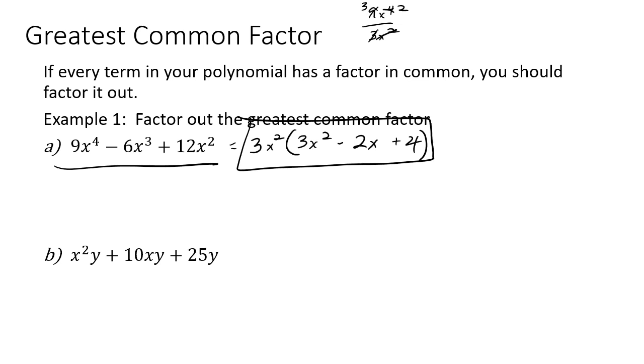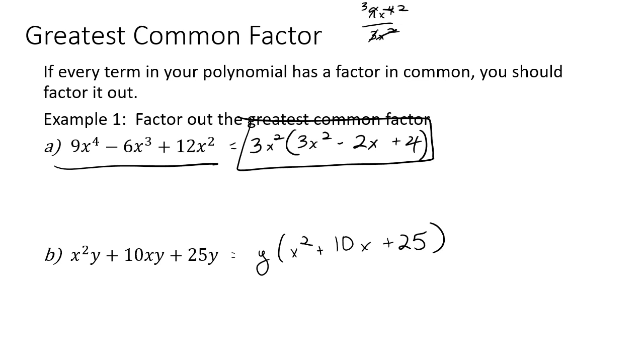So our last chance is y, and what we've got in this case is that there is a y to the first power in all three. So if we pull that out, the first term would just have the x squared left over. The second term would just have the 10x left over. And the final term would just have the constant of 25.